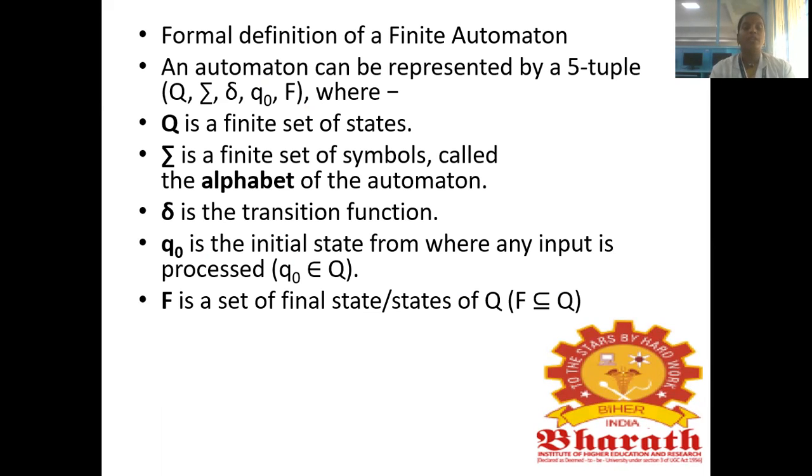So next one is Q naught. Q naught is the initial state from where any input is processed, and Q naught belongs to Q. So Q naught is the starting state, the initial state of your transition diagram. Next one is F. F is a set of final states, a subset of Q. So it is a final state or end state.